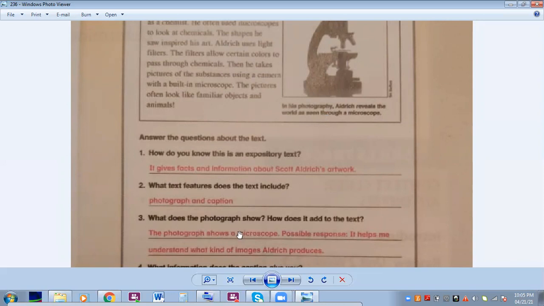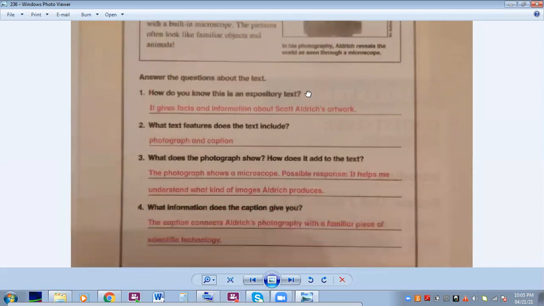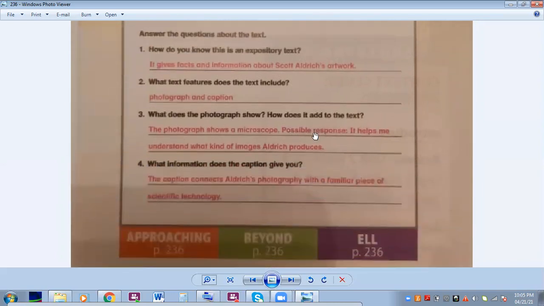What does the photograph show and how does it add to the text? The photograph here shows us a picture of the microscope and it helps me understand what kind of images he produces. Remember, he produces images that he can see through the microscope, taken with the camera with a built-in microscope.